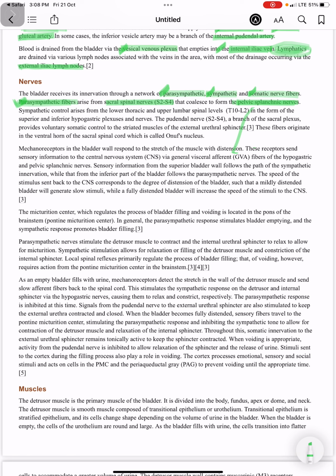Sympathetic control arises from the lower thoracic and upper lumbar spinal levels.